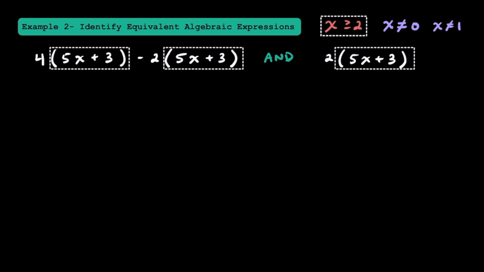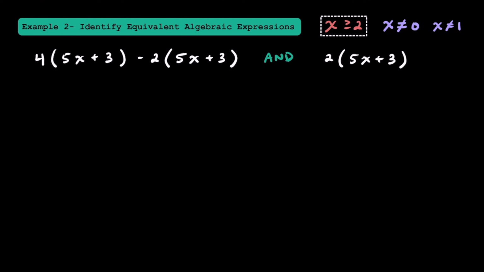If you take 4 of these 5x plus 3s and take away 2 of these 5x plus 3s, you're going to get 2 of these 5x plus 3s. Let's prove it anyway. First, we'll distribute this 4 to this 5x and this 4 to this 3. 4 of these 5x's is really 20x, and 4 3's gets us 12.